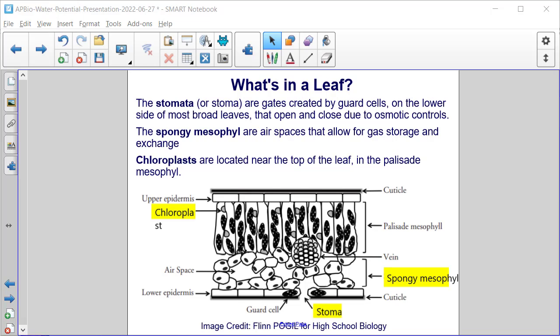The stomata or stoma are gates created by guard cells on the lower side of most broadleaves that open and close due to osmotic controls. You can see that gate here. And they're near a guard cell as they're created by those guard cells. And depending on the osmotic pressure and other environmental factors, these stoma or stomata can open and close. That's why they're gates. The spongy mesophyll are air spaces that allow for gas storage and exchange, labeled here. And chloroplasts are located near the top of the leaf in the palisade mesophyll.